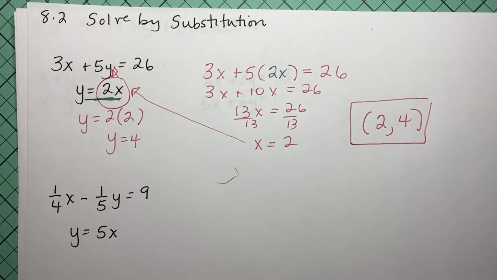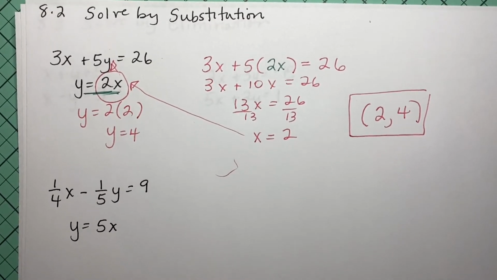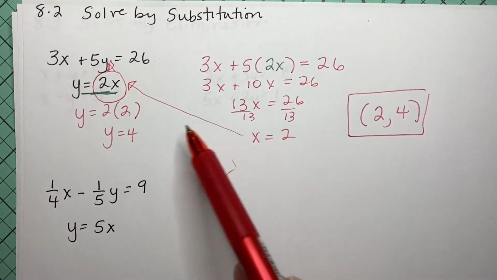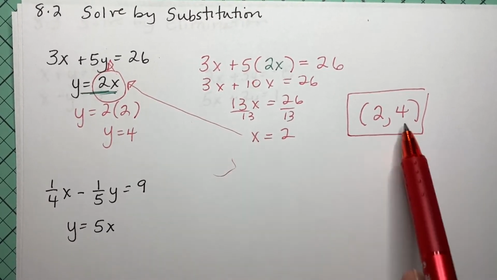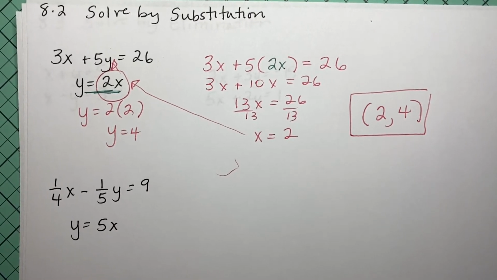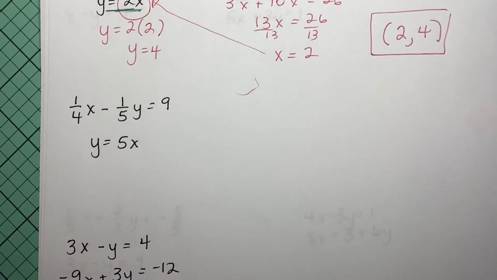On your take-home quiz and on your test, if you don't put it in ordered pair form, I'll count off a point. I can see here's x and y and you did it correctly, but I really want it in ordered pair form so you realize that it's an actual point on the graph.